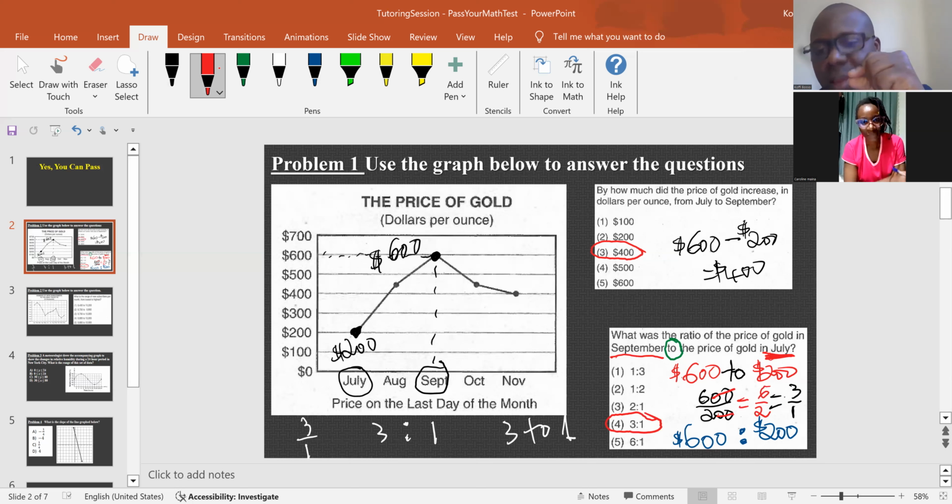Now in another question, they can use the same keyword, but they will switch the order. They can say July to September. In that case, it has to be 1 to 3, because you always have to follow the order: what comes first to what comes next. That's the way you have to understand it.